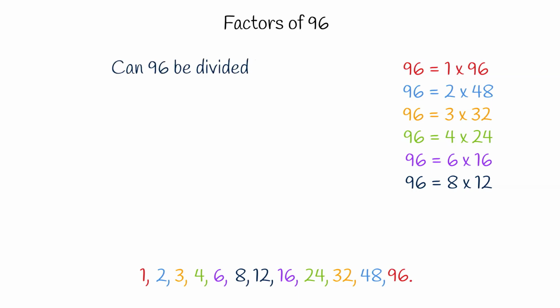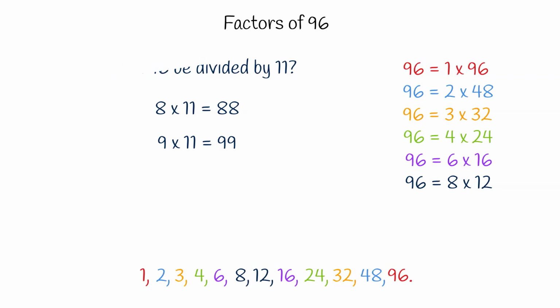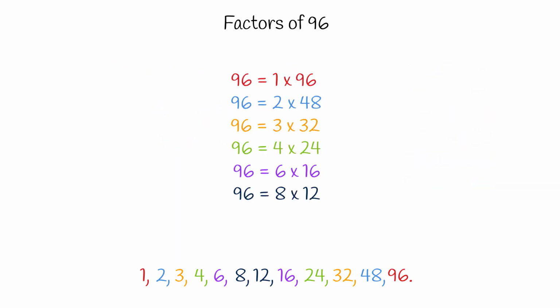Can 96 be divided by 11? If you know the 11 times table, you'll know that 8 times 11 is 88, and 9 times 11 is 99. So 96 can't possibly be divided by 11. So, now we have all the factors of 96. You don't need to check past 12, since you've already found those in decreasing size order, when you found the factors starting at 1.